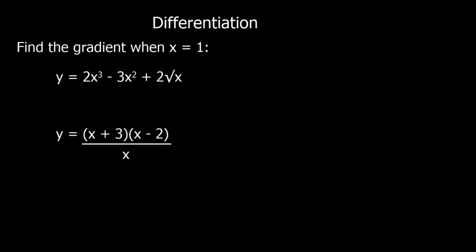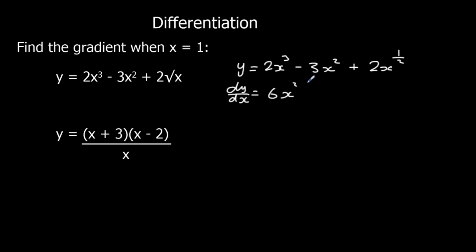Okay, so 2 more questions here. Finding the gradient when x equals 1. So we need to rearrange these first before we can differentiate them, so we'll do that. So 2x cubed is already in the right format, 3x squared is fine, and we just need to change 2 root x to 2x to the half. Now we can differentiate it, so dy dx, following the same process, timesing by the power, taking 1 off the power. Timesing by the power, taking 1 off the power. 2 times a half is 1, and then take 1 off the power.